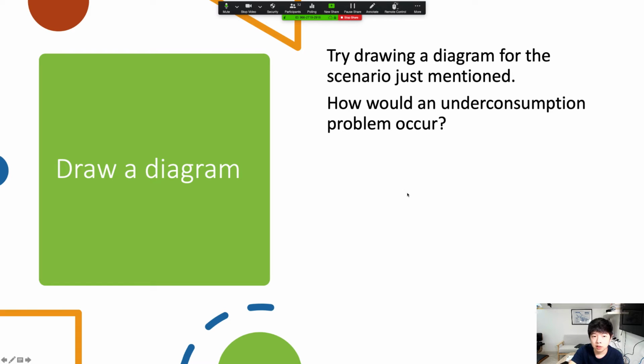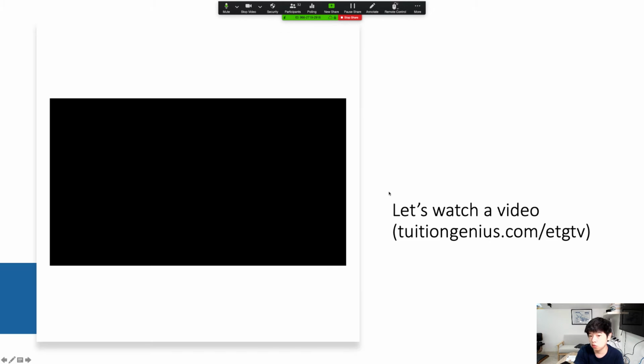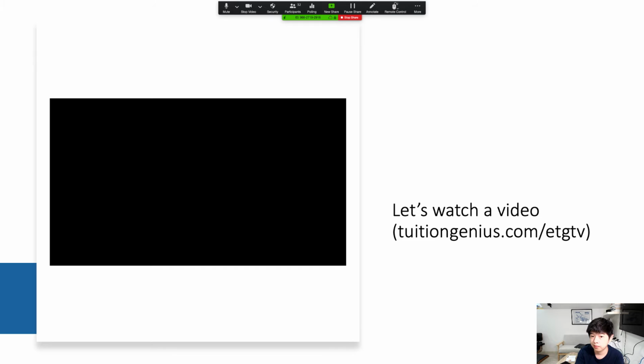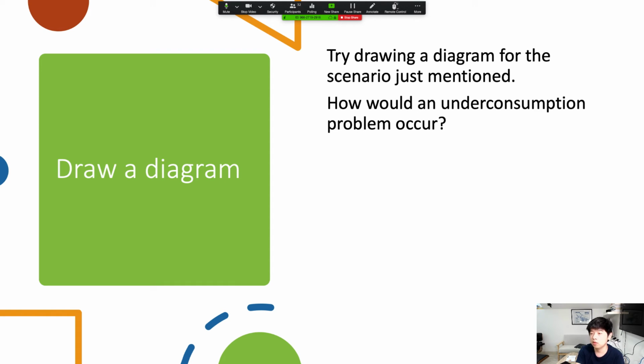Okay, I'm going to get you to draw a diagram. So can all of you take some time to draw a diagram, using this as a reference. But this time round is different. This time round, your perceived cost is higher than your actual cost. How would you draw the diagram? I'm going to give you like 3 minutes to draw this diagram. Take out paper and pen. Don't be lazy. Take some time to draw, do some work.